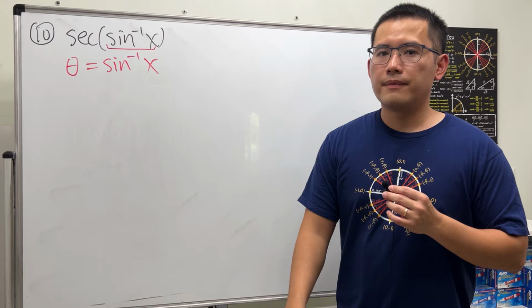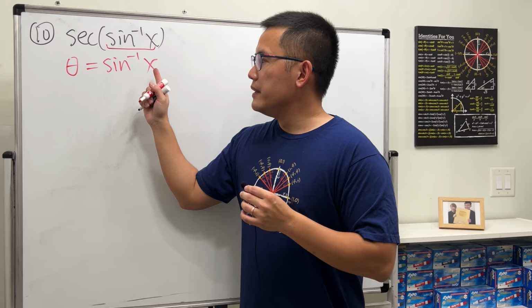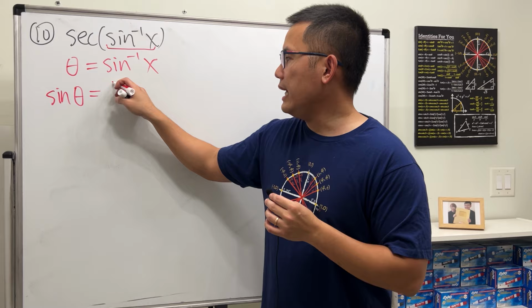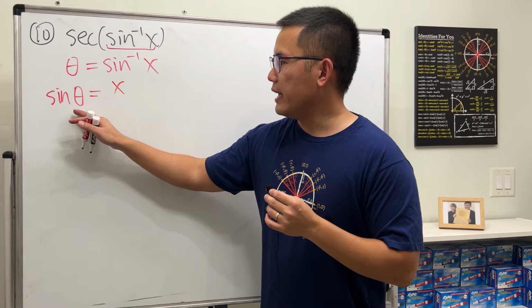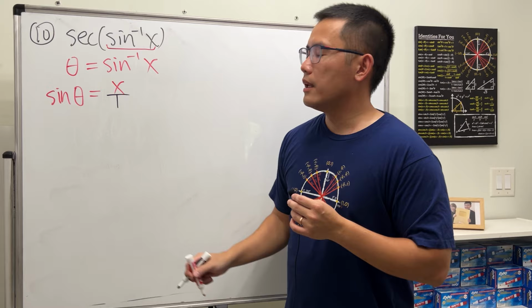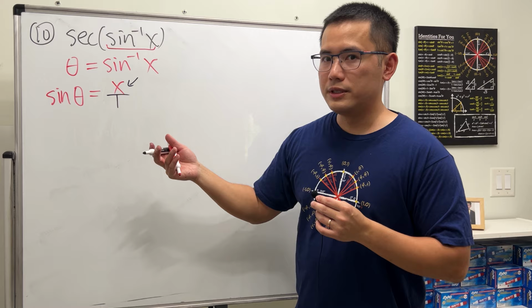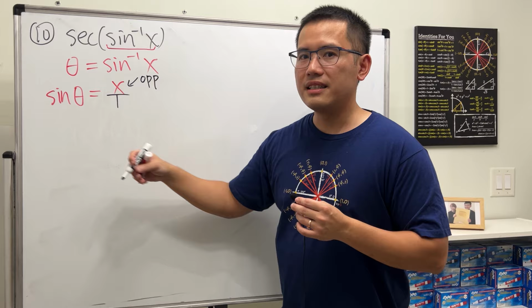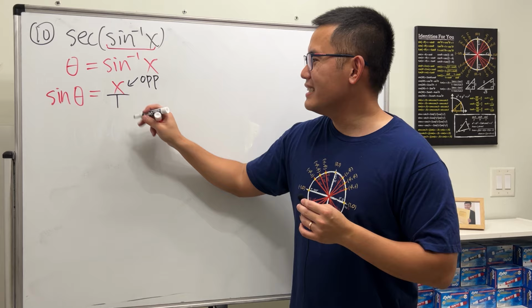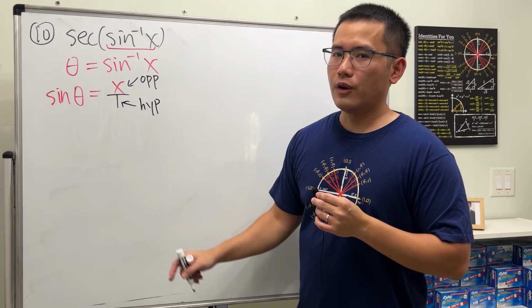From here, we can apply the original sine on both sides. This means we have sine of this angle equals x. And now, sine of an angle is equal to x. Let's purposely write the x as x over 1. The reason for that is because x will be representing the opposite side, because we're talking about sine. Sine is opposite over hypotenuse. With this information, we can go ahead and draw a right triangle.